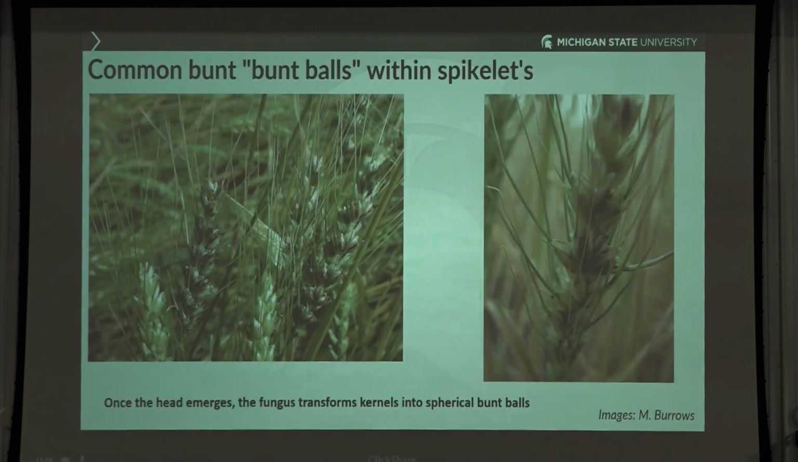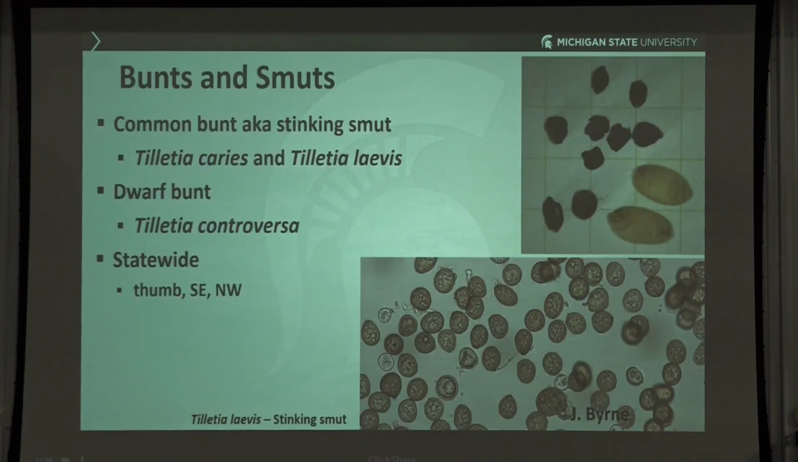The one that we're more concerned with is common bunt or dwarf bunt. And in this case, the bunted grain is contained in that ovary tissue. So the fungus gets in there and replaces that ovary tissue with its own spores. And at harvest, this is what you'll see. So the seed is replaced with those spores that are inside of that seed coat, essentially. Okay. So under the microscope, this is what they look like.